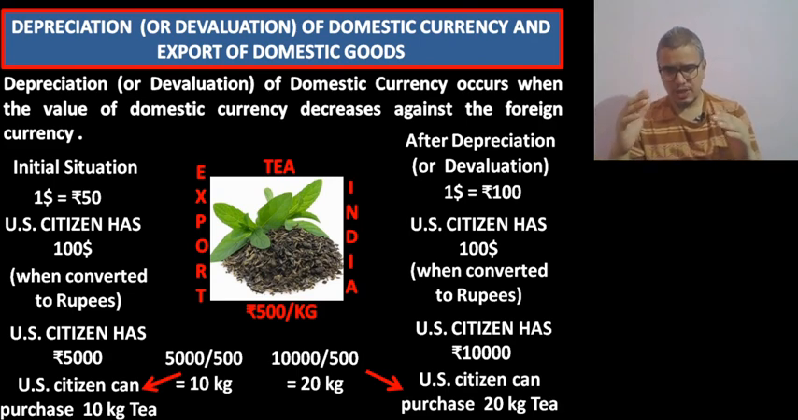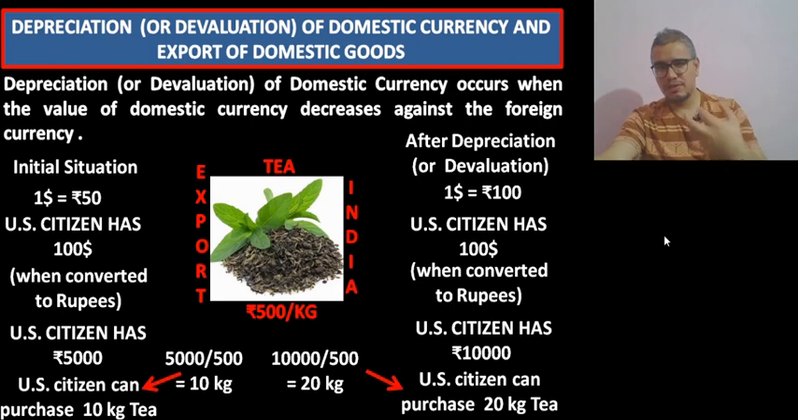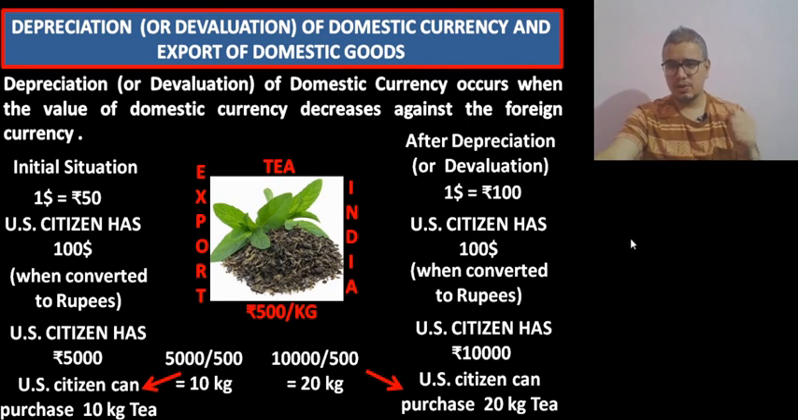Here if you see, I have taken a very simple example where the value of domestic currency, that is Indian rupees, is depreciating by double the amount. It may not be the case in reality. And here we have further assumed that whatever money the US citizen is holding, he is entirely spending on purchasing products from India. But in the real world, since it is rupee 500 per kg, 500 per kg is the price of tea.